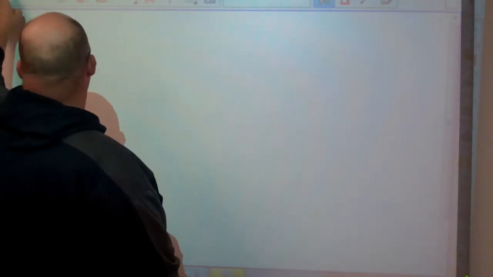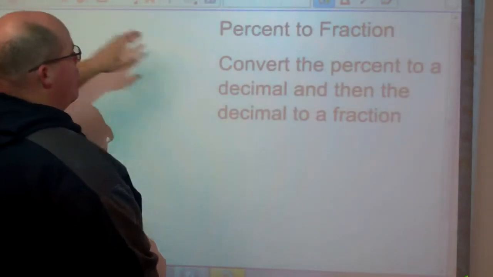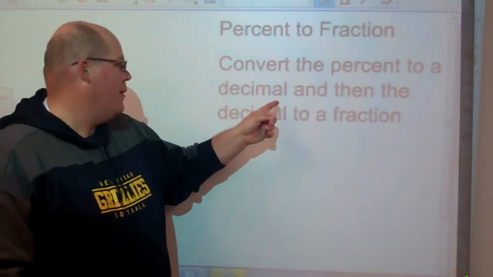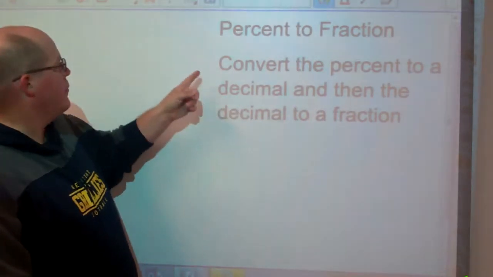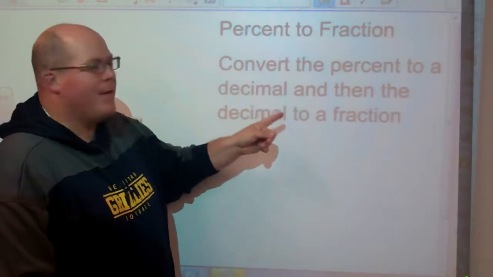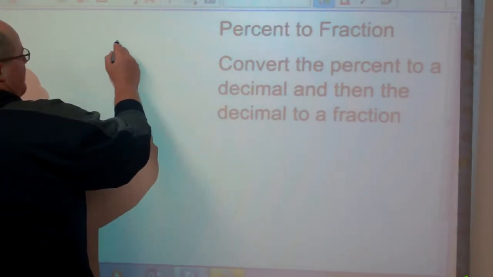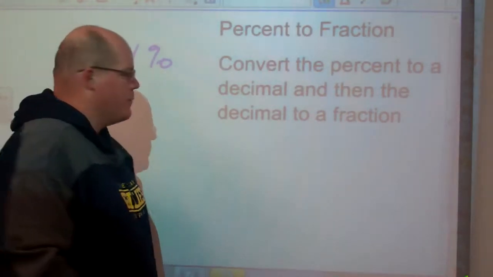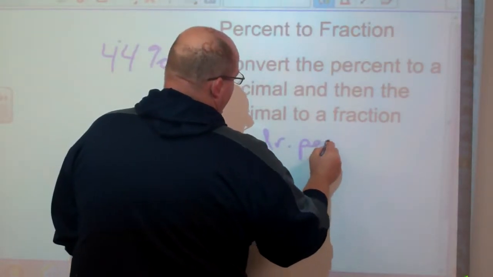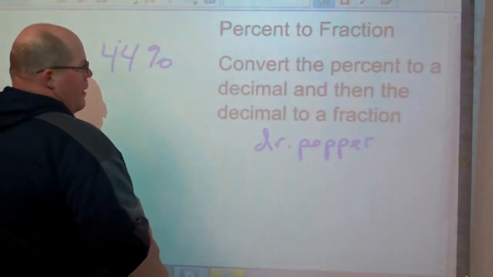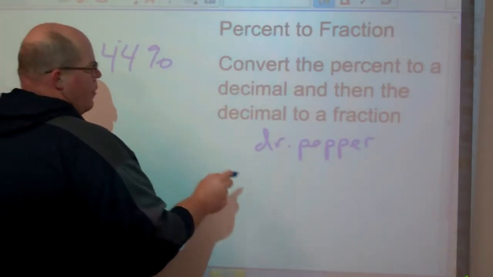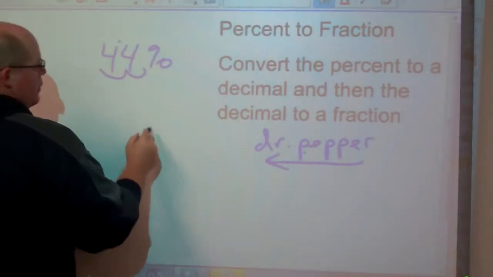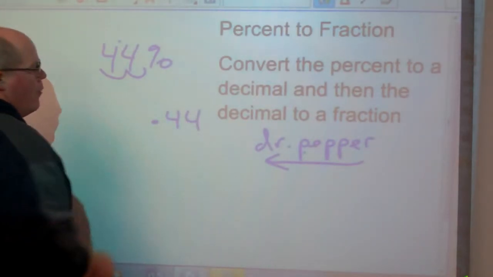And lastly, I'm sorry, percent to fraction. So again, I would want to convert the percent to a decimal first, and then the decimal to a fraction. So I have percent, 44%. I want to convert that to a decimal. We're going to use Dr. Pepper. I'm going percent to a decimal, so I'm going P to D, percent to decimal. So I'm going this way, 1, 2. I'll rewrite that as 0.44.